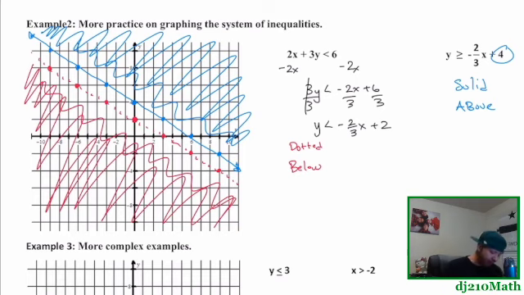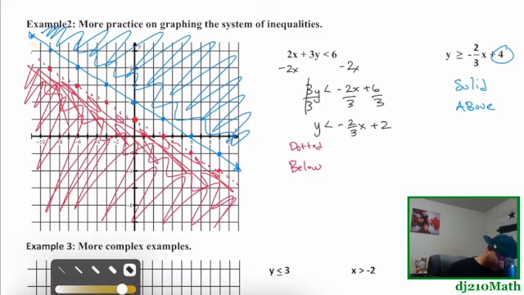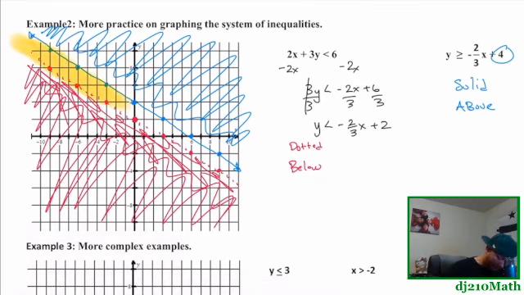So then when we look, all right, where do they overlap? If you notice, there is this gap in between that separates the blue and the red. So when this happens, there is no solution. No solution, because there is no overlap.